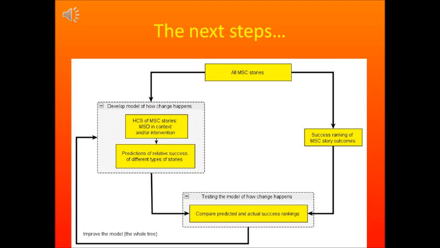Once we have the results from a success ranking exercise and the results from the hierarchical card sorting, we can then combine those two sets of information together to make a comparison between the predictions in the hierarchical card sorting exercise and the observations found through the success ranking. And that's what we'll see in the next slide, a way of doing that.